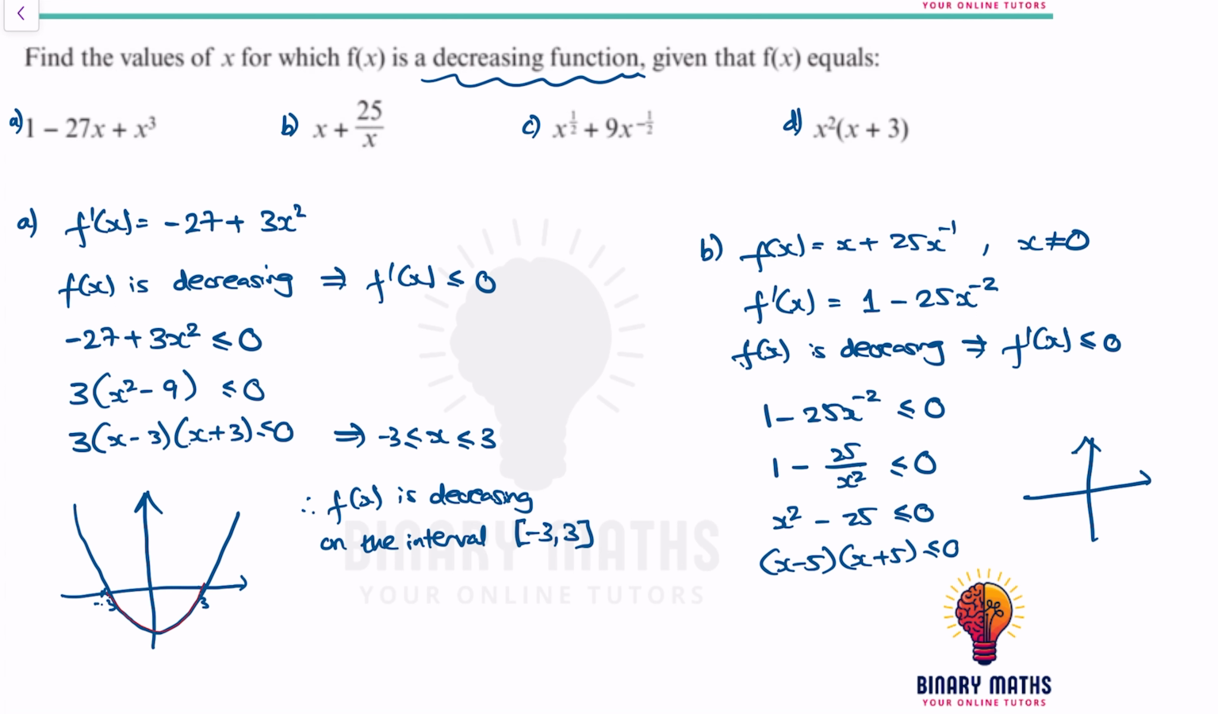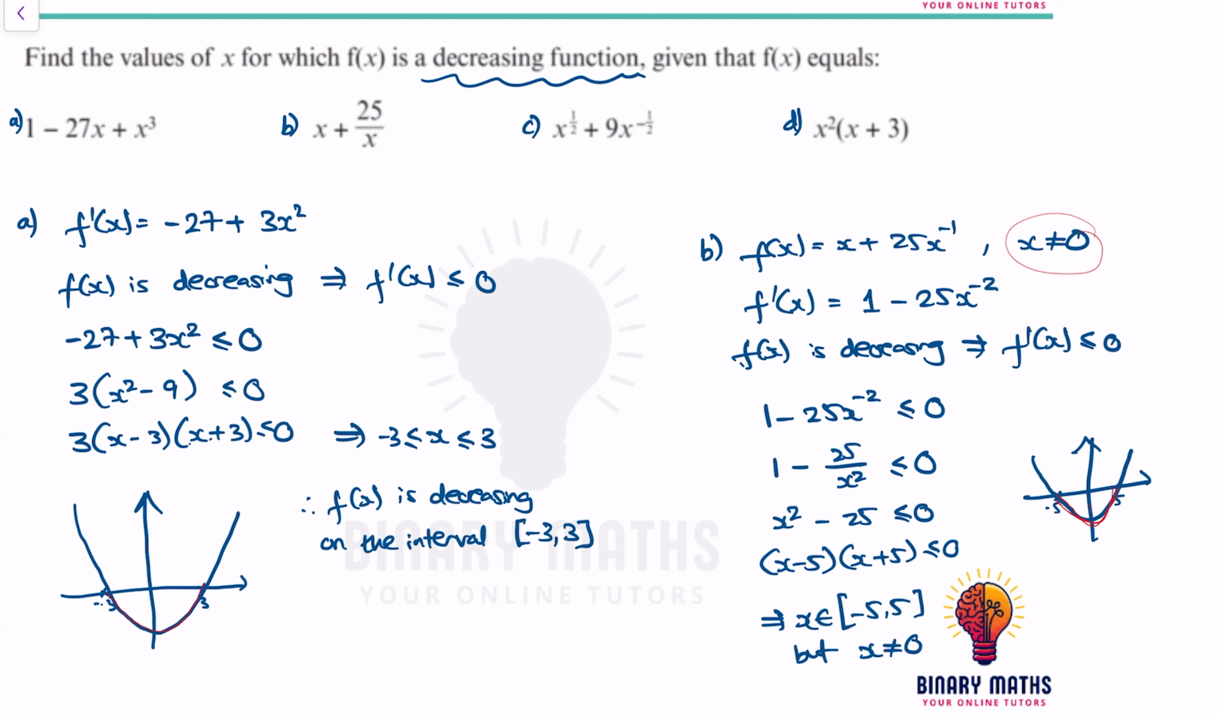So if you sketch it, you've got minus 5 to 5. It's a positive quadratic. You're looking for the part that's less than or equal to 0. So it's between minus 5 and 5. But don't forget it's undefined at x equals 0. So that means it implies for all x is an element of minus 5 to 5, but x cannot be equal to 0.